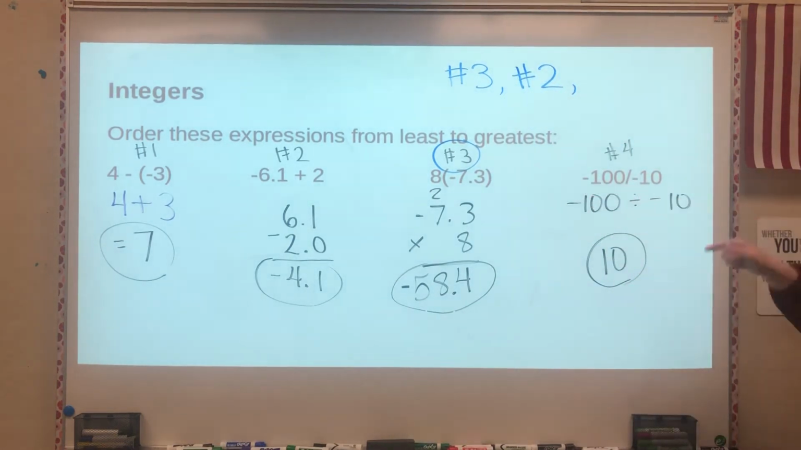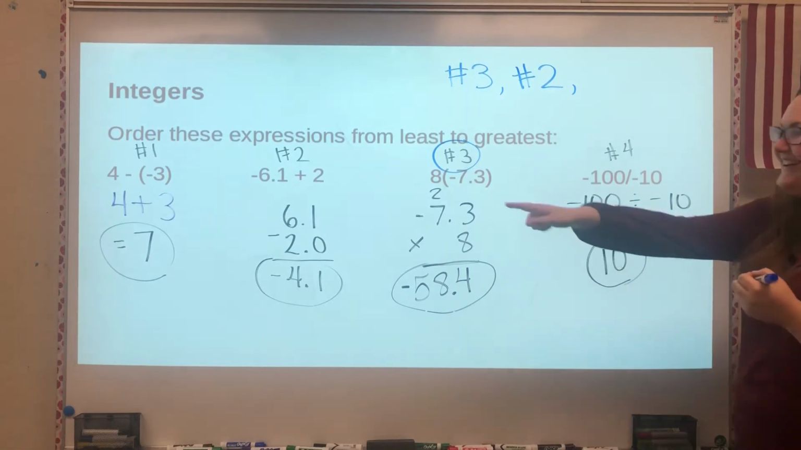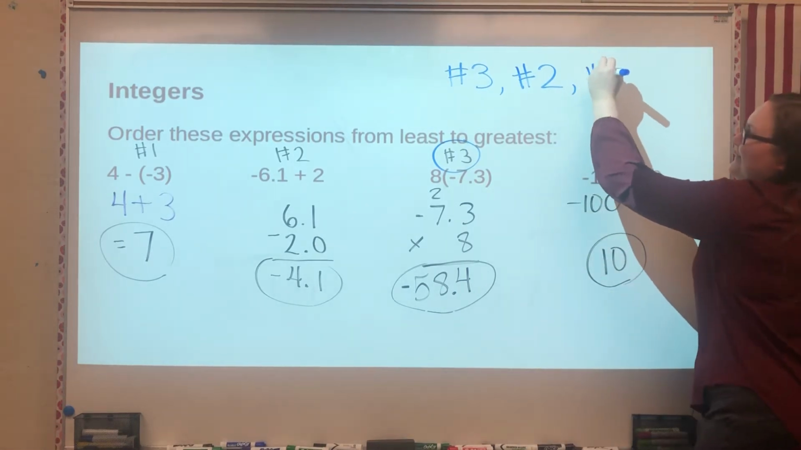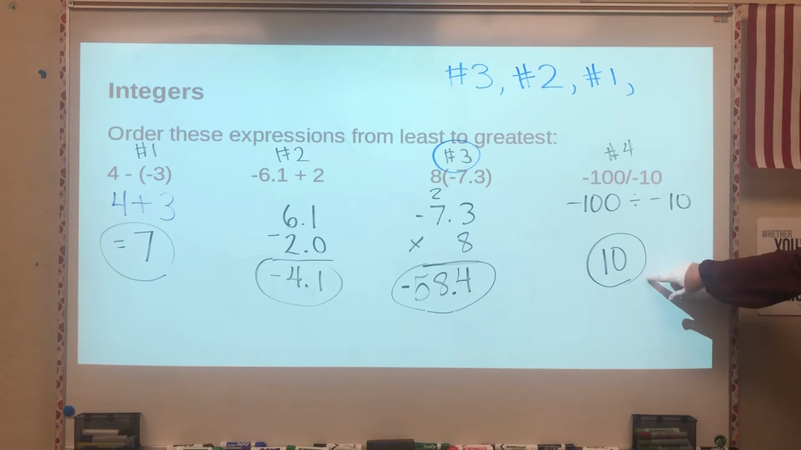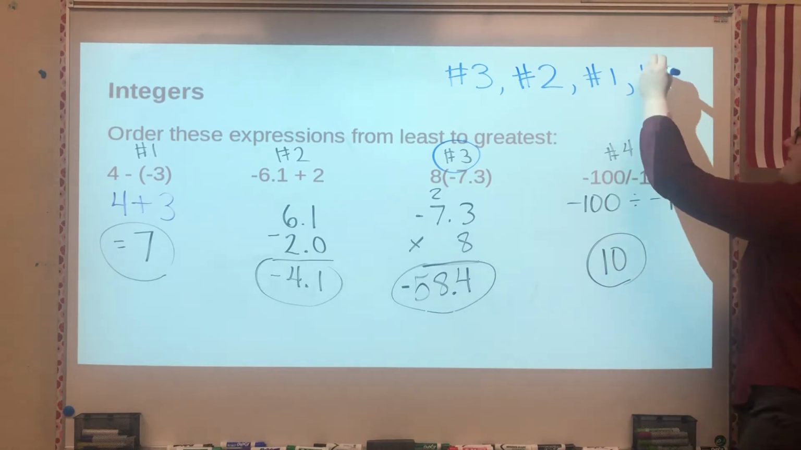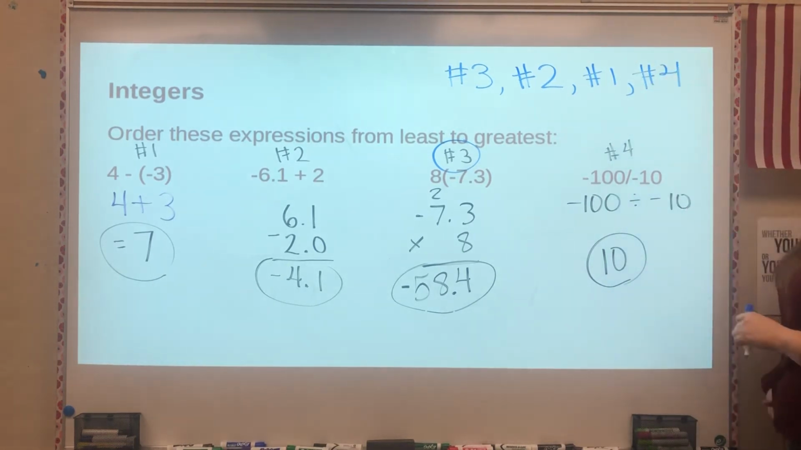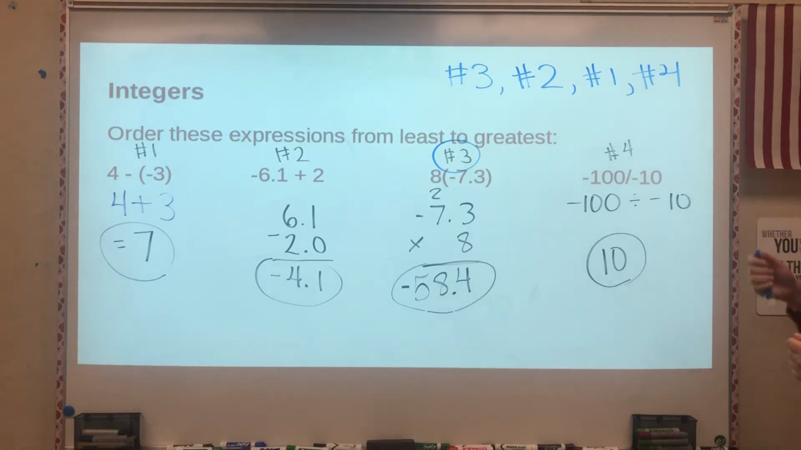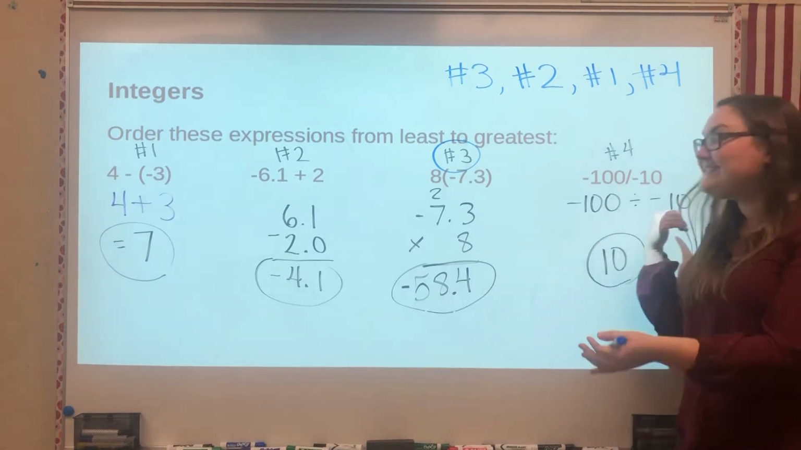After that, we've got 7 and 10. That's easier to order. 7 would come next, and then here the 10 is our largest number, so problem number 4 would come last. So our order from least to greatest would be number 3, number 2, number 1, number 4.